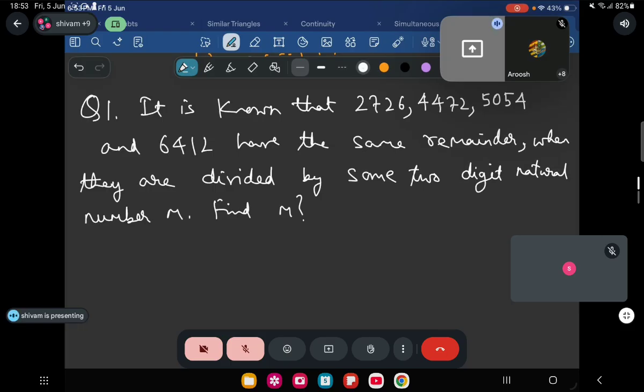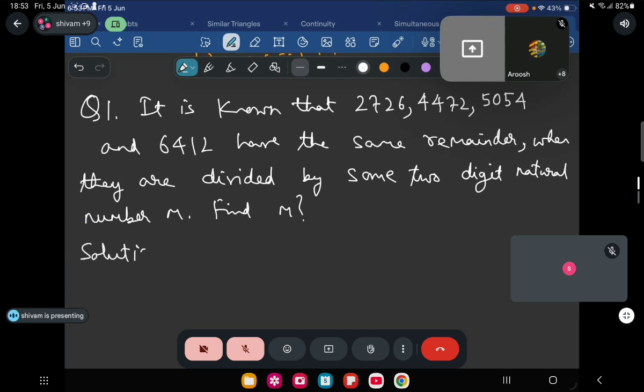So over here, it is known that 2726, 4472, 5054, and 6412 have the same remainder. We know how we used to calculate HCF by the difference method, right? So over here, I'll find out the differences between the numbers. Okay, let us find out the differences between the numbers. The HCF will also divide their differences as well.